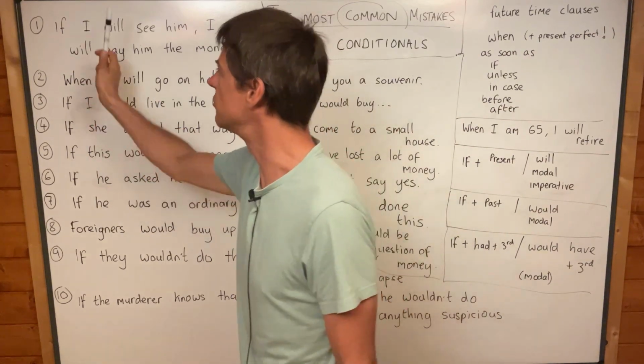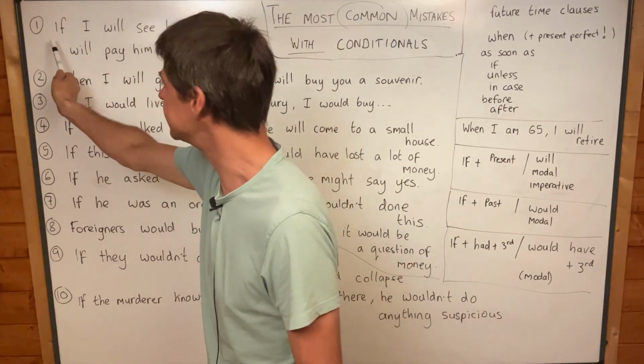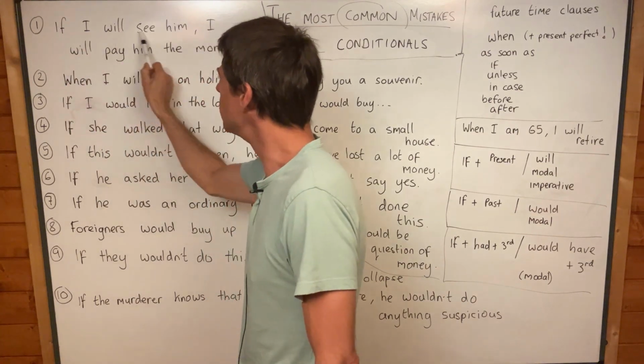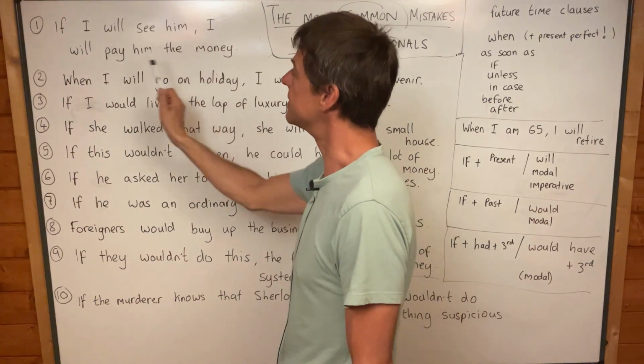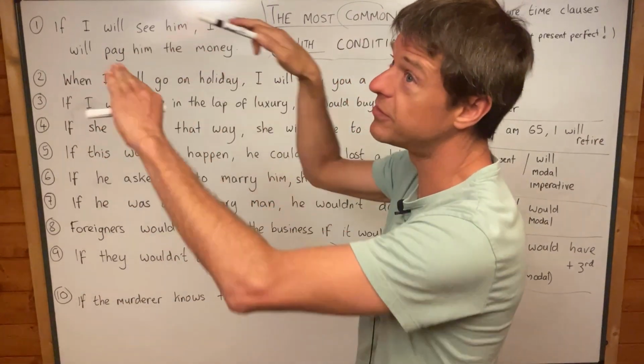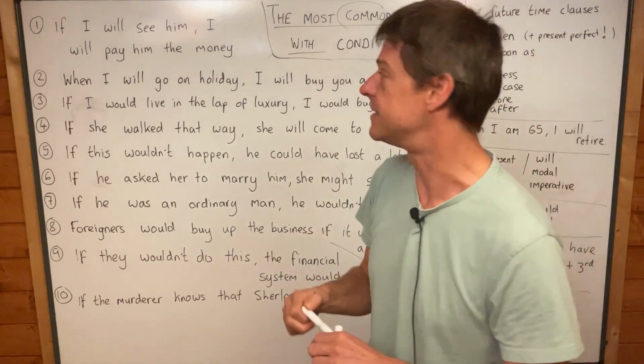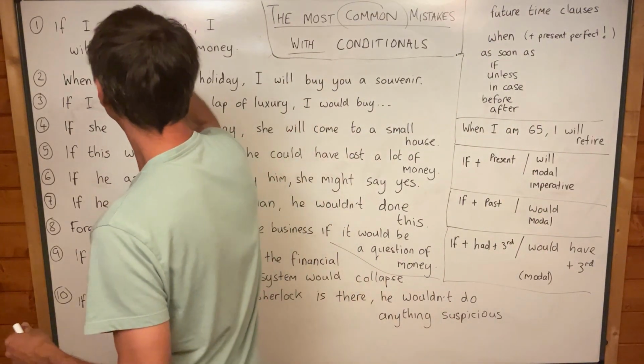They use this structure of if, which is a subordinating conjunction. That's very important. If, and then a subordinate clause, and then a comma, and then a main clause, and you can swap them round. Of course, you can say I will pay him the money if I see him, but this is the main problem.